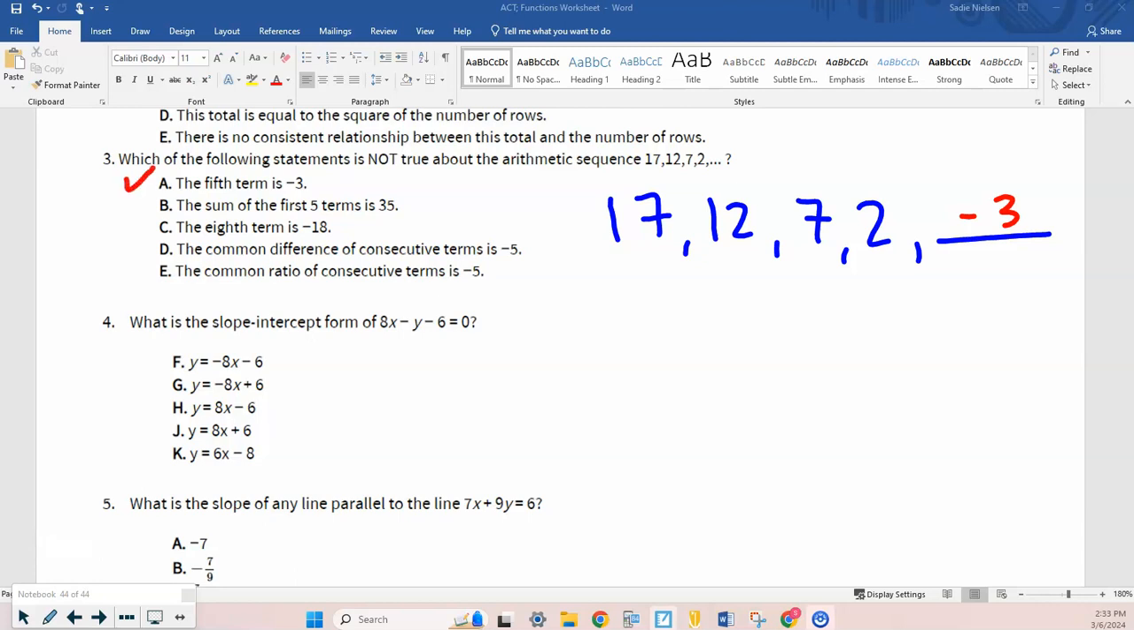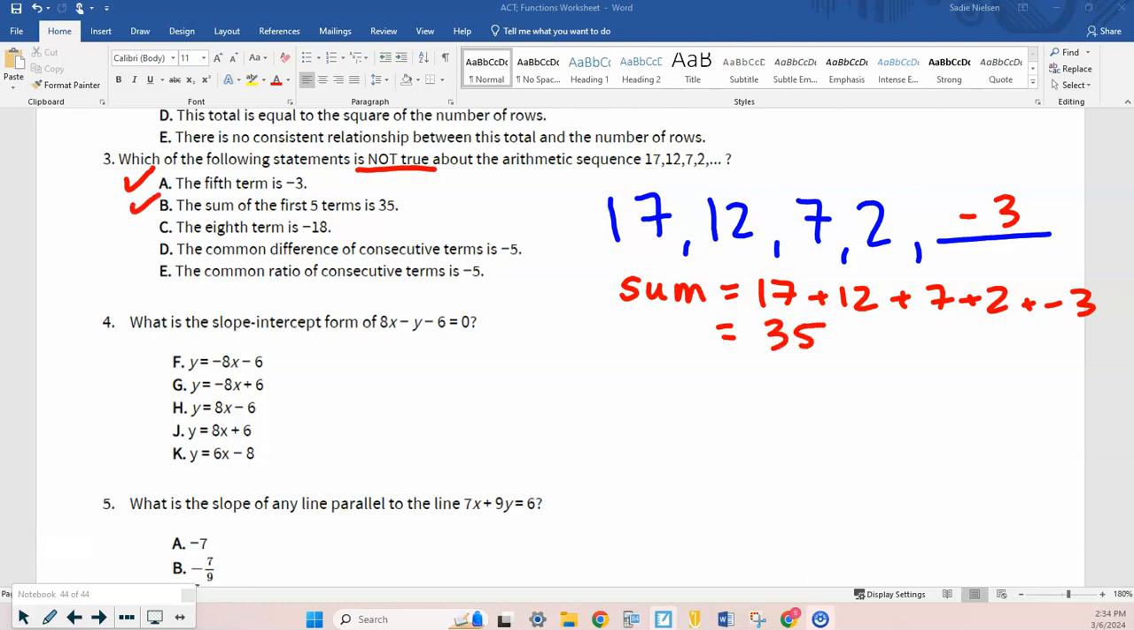Okay. Now, here's the thing. If that one's true, what's the key word that kind of flips the contrast of the statement around? It says not true, right? So the first one's right, but you don't want to pick that one, because it's asking which one does not work. So it says the sum of the first 5 terms is 35. So if we add up all of these, 17 plus 12 plus 7 plus 2 plus -3: 17 plus 12 is 29, plus another 9 is 38, minus 3 would be 35. Is that what it said? Yes. So B checks out, right?